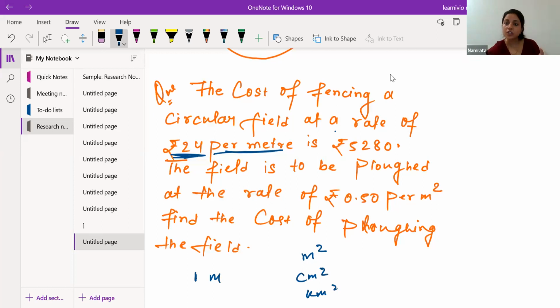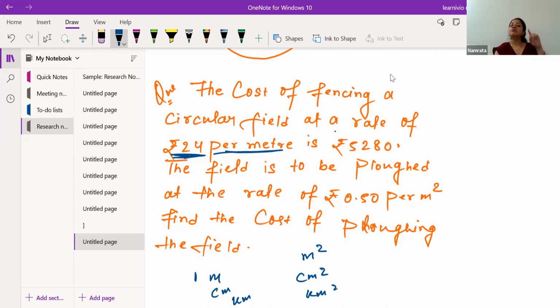And what is the unit of circumference? While covering the circumference, we are just covering the distance. That's why the unit of circumference is only meter, only centimeter, only kilometer. So whenever these units are given, meter, centimeter, kilometer, and just one thing, that means it is indicating that it is related with the perimeter. This amount 24 rupees is related with the perimeter. In other words, it's related with the circumference of the circle.